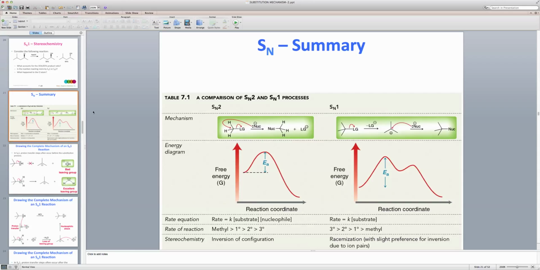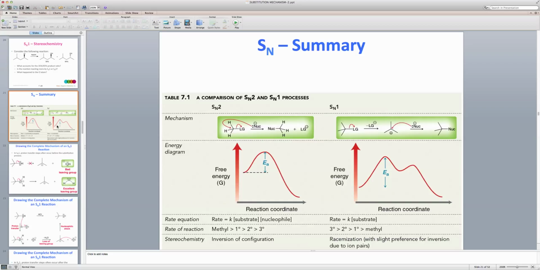So we can compare these Sn1 and Sn2s in terms of mechanism, energy diagram, the kinetic integrated rate law, the rate of the reaction with regard to the substrates, or the stereochemistry. So notice in Sn2, it's one-stop shop. It's a concerted mechanism. There is only a transition state that's observed, no intermediate. It's dependent both on the concentration of the substrate and also the concentration of the nucleophile. The methyl and primary substrates are more reactive than the secondary or tertiary substrates. And the stereochemistry gives me an inversion of configuration.